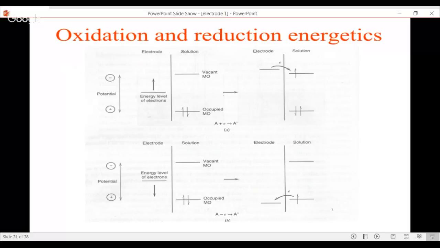Now we will see this situation. We have already seen that the potential on the first quadrant is negative and the potential in the fourth quadrant is positive. The same notation we are following here also. This must be very clear to you because we are going to use this endlessly. Now, if A picks up an electron, it becomes A minus. This is a reduction reaction. If A gives out an electron, A becomes A positive.